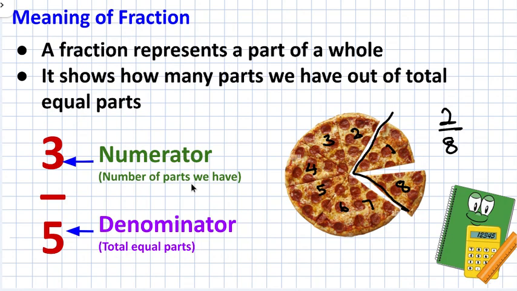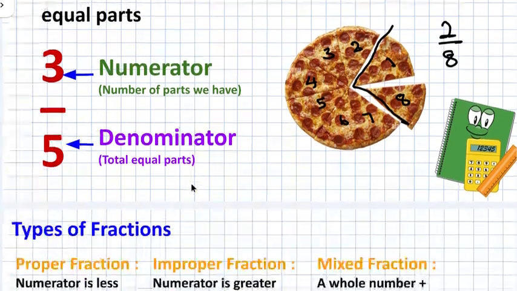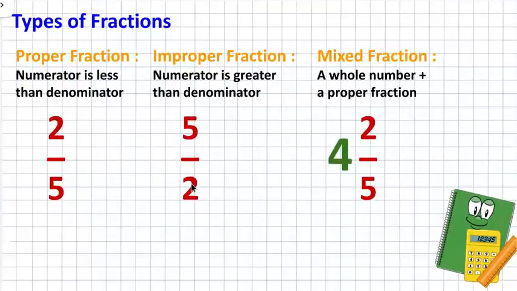So for the parts of a fraction, the upper part of a fraction is called the numerator. The bottom part is called the denominator. Okay? The upper part is the number of parts we have, while the lower part of the fraction is the total equal parts. So let's go to the different types of fractions. In this class, we will be looking at the proper fraction, the improper fraction, and the mixed fraction. So let's look at each of them individually.